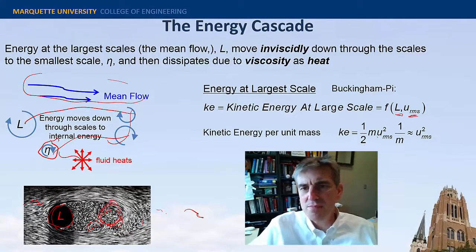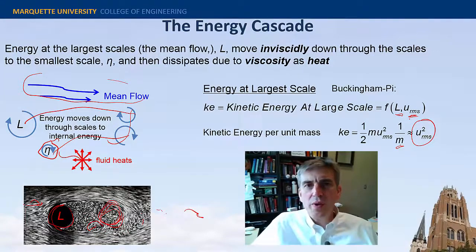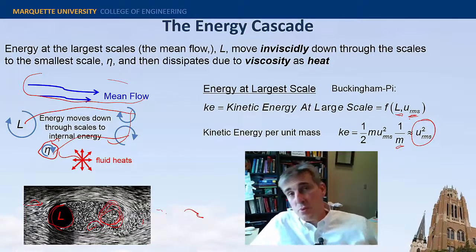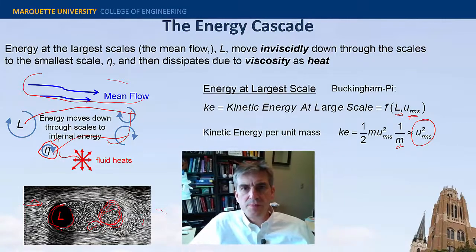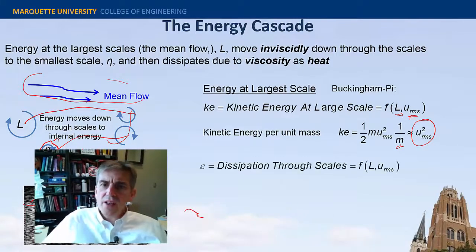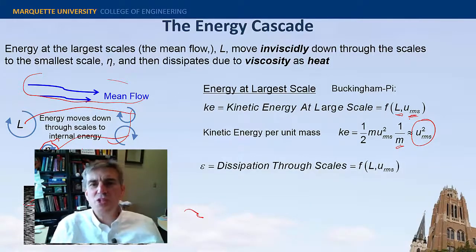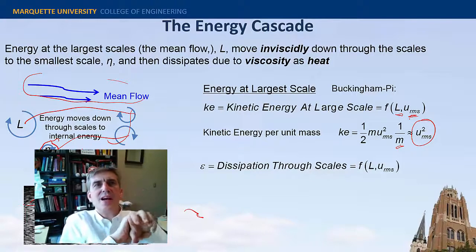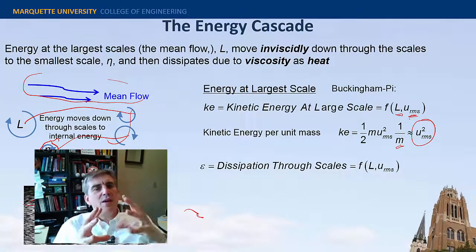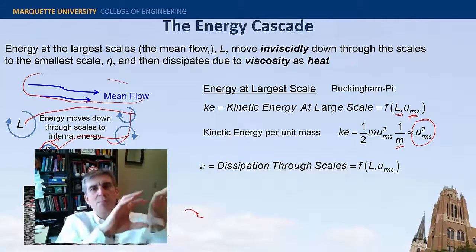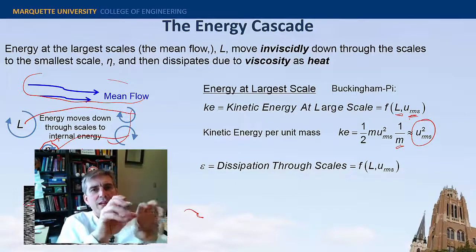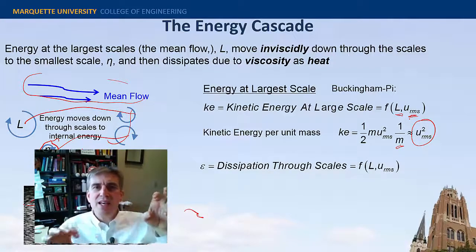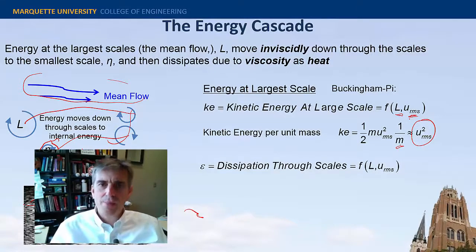Kinetic energy is 1/2 mass velocity squared, and then per unit mass, I divide by another mass, I get just the RMS squared, which is kind of representative of the input kinetic energy into the system. The other scale that we need to know is this dissipation through the scales. So this is not dissipation, molecular dissipation into heat like viscosity, but this process of breaking big eddies into smaller eddies, so this kind of dissipative process.